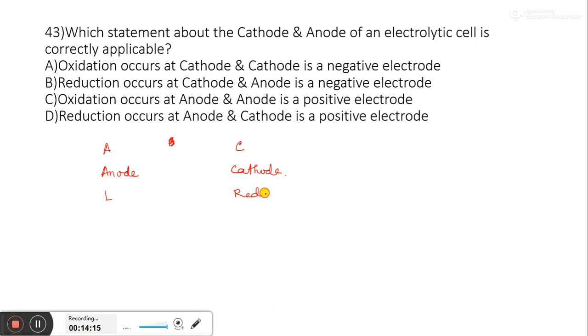So reduction. Now we can draw by L O. This O means oxidation. So oxidation takes place at the anode and reduction takes place at the cathode. Reduction occurs at the cathode, so most probably B is the correct answer.